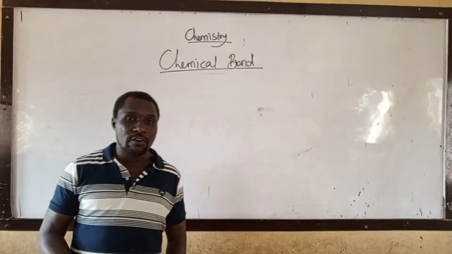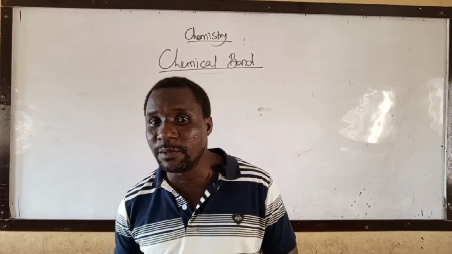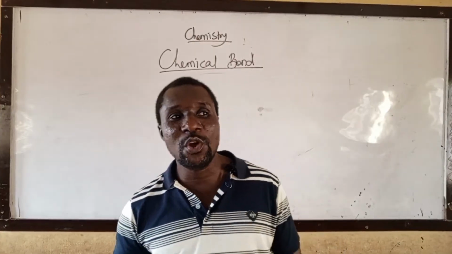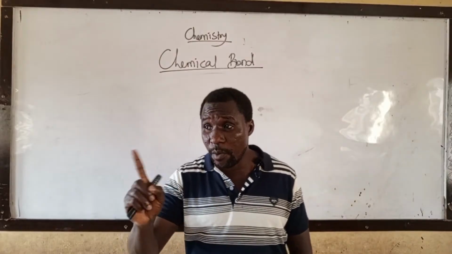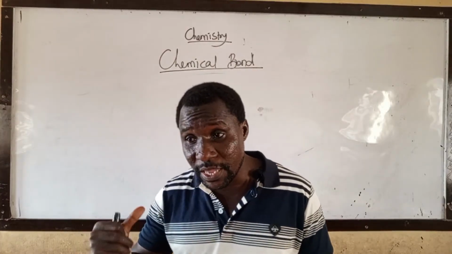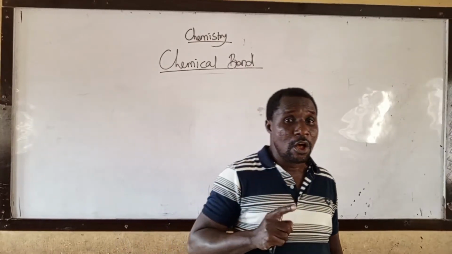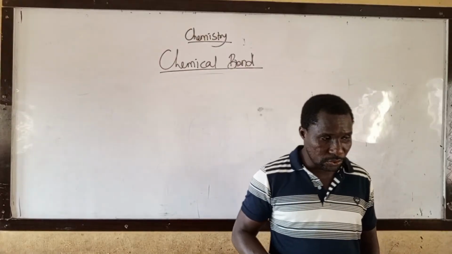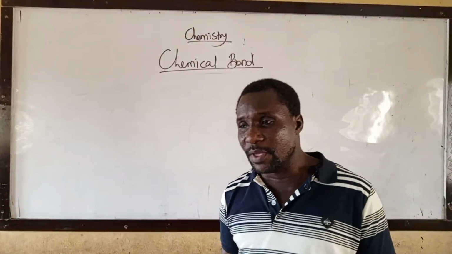You have to know the meaning of chemical bond, because without chemical bond, there won't be chemistry. Chemical bond is one of the basic things you have to know in chemistry. All molecules, all compounds exhibit chemical bond. And what is a chemical bond?